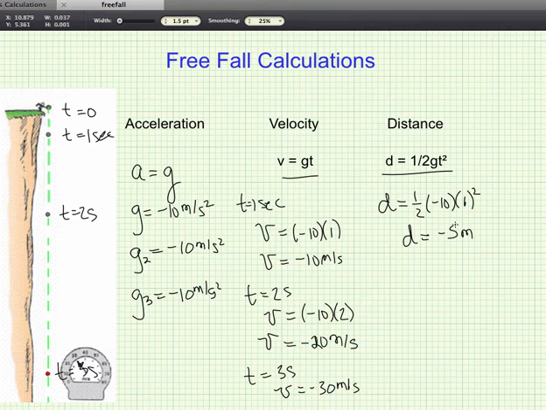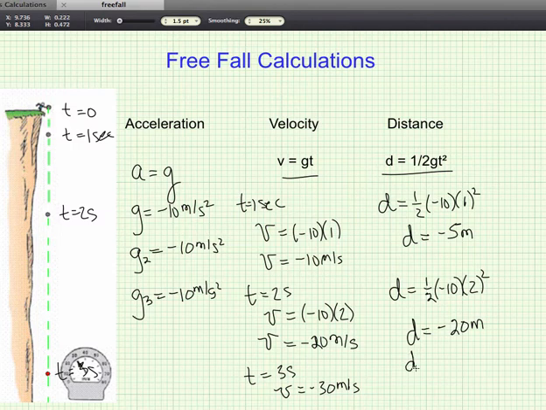Now remember, the negative sign simply tells me that I'm falling down. I'm going in a direction that's down. Let's do this for 2 seconds. So I say the distance equals 1/2 times negative 10 times 2 squared. Well, 2 times 2 is 4. 4 times negative 10 is negative 40. And 1/2 of negative 40 is going to be negative 20 meters.